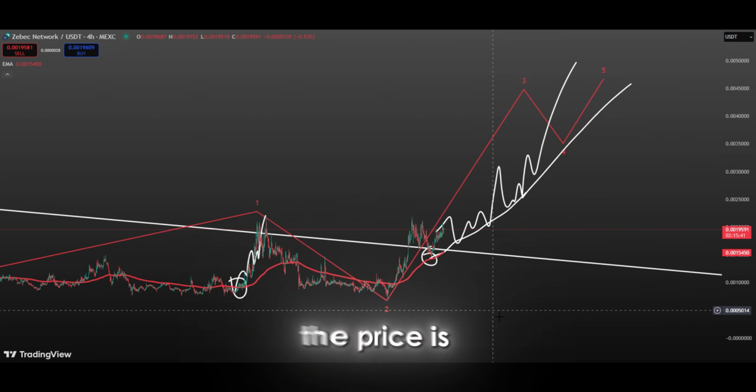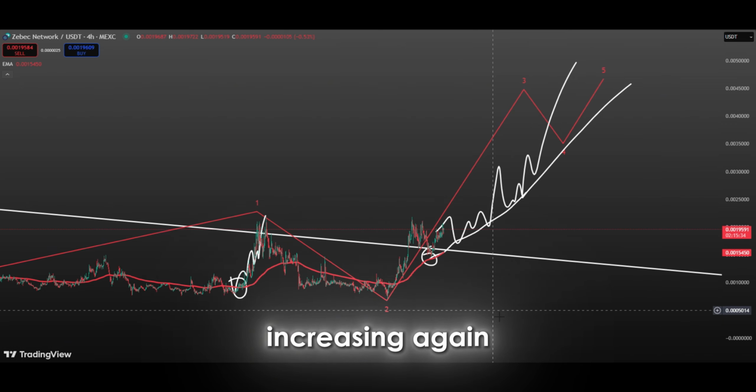The fact that the price is currently positioned above the 200 EMA can be taken as a sign that the market is regaining its strength and investor interest is increasing again. The 200 EMA shows us the long-term trends.